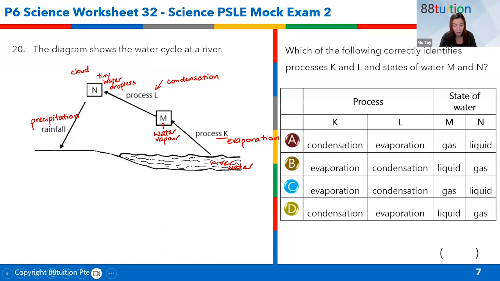Okay, so now let's look at our options. K, we know, is evaporation. L is condensation. Good. Then we start talking about M and N. M is water vapor, which is a gas. And then tiny water droplets are in liquid state. Tiny water droplets together form clouds, so clouds are in liquid state. You read it online before about precipitation?